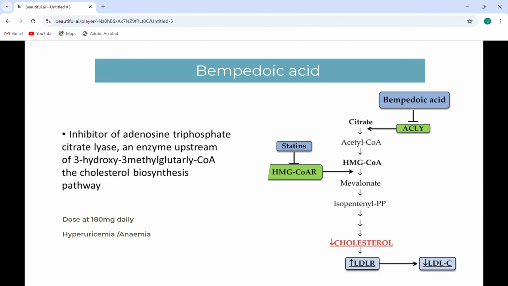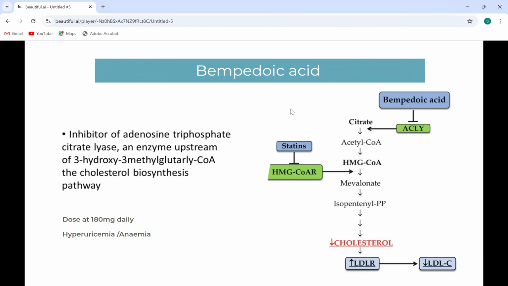So I'm pretty sure this is something that you will hear more and more in the near future, because it is a hot topic. Bempedoic acid, we still don't have a licensed medication in Sri Lanka, but basically it's an inhibitor of adenosine triphosphate citrate lyase. So it basically blocks at a higher level in the HMG-CoA reductase pathway. So kind of similar to statins, but you can't use it in patients with hyperuricemia and anemia. But otherwise, it's quite a safe drug.